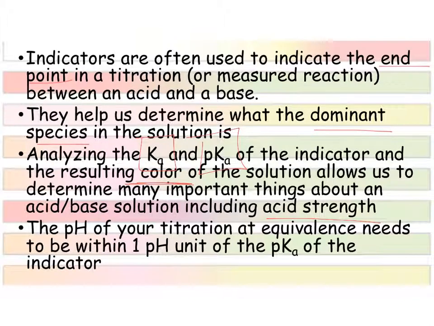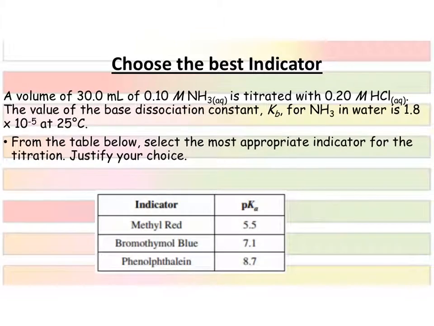When you pick an indicator for your titration, what you're looking for is an indicator that has a pKa value that is plus or minus 1 pH unit of equivalence. So we want something that transitions right there at equivalence, because then it'll tell us, hey, you've neutralized. All right, so this is an example of how we would choose the best indicator.